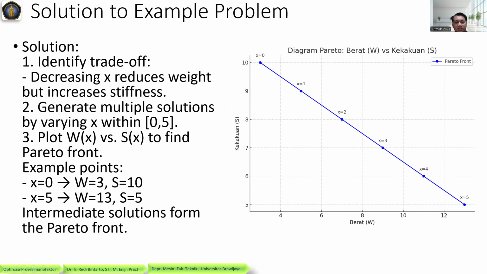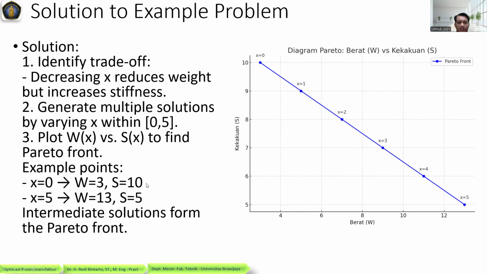And then after that, we can try to fill the data inside the formula. Yeah, we can identify the rate of decreasing x to reduce weight and increase stiffness. This is the purpose. We have to reduce weight, increase stiffness, and generate multiple solutions by varying x within 0 until 5. Plot W(x) versus S(x) to find the Pareto front.